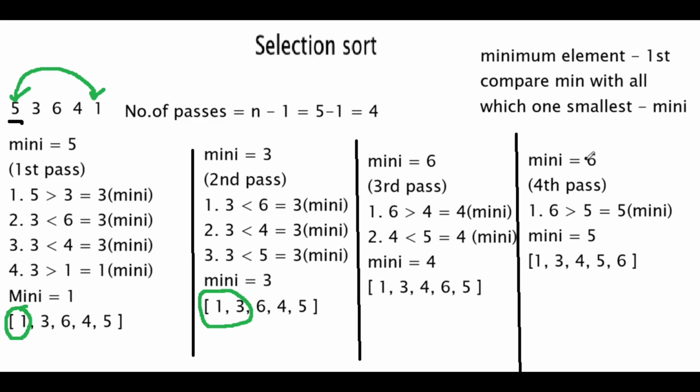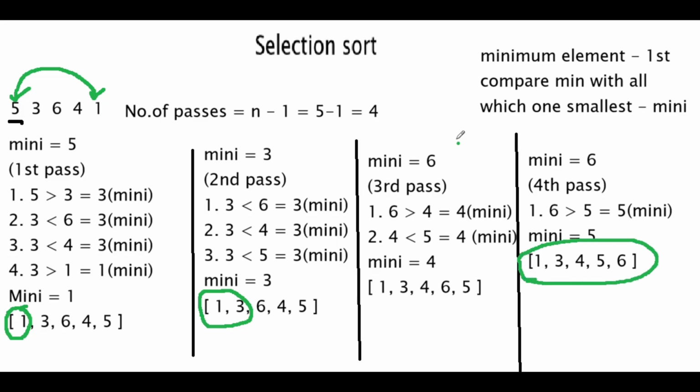And finally we are done with 6 compared with the remaining last element, that is nothing but 5. 6 is greater than 5, then 5 will be our mini, so it will get swapped. So guys, finally we got the array sorted in ascending order. Hope you guys understand this concept.